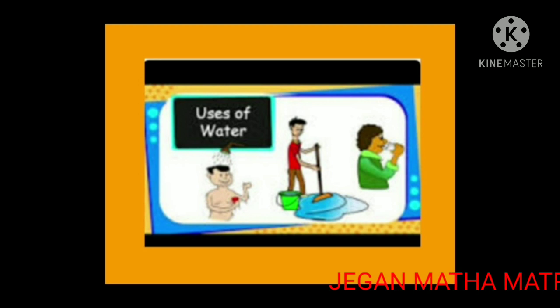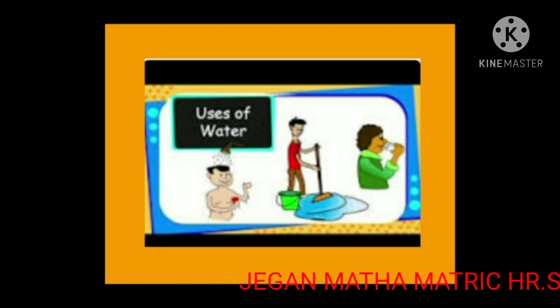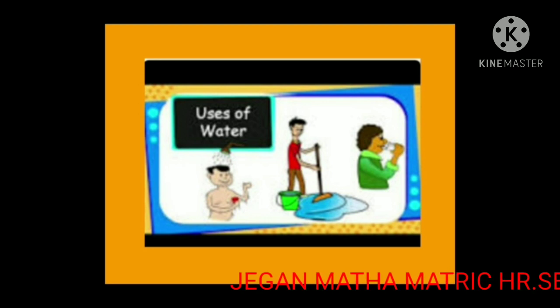So, water is one of the most important substances on earth. All plants and animals must have water to survive. If there is no water, there would be no life on earth. Apart from drinking it to survive, people have many other uses of water.